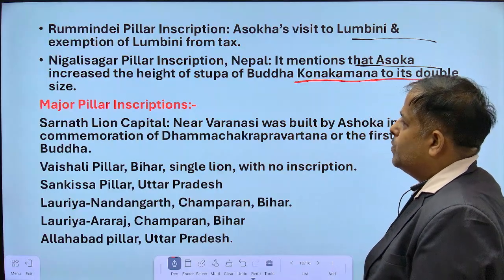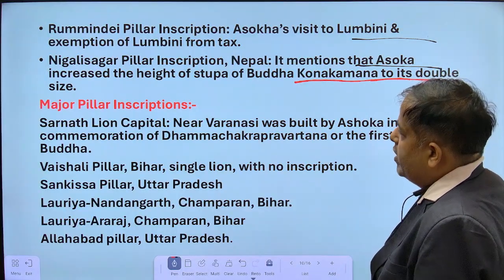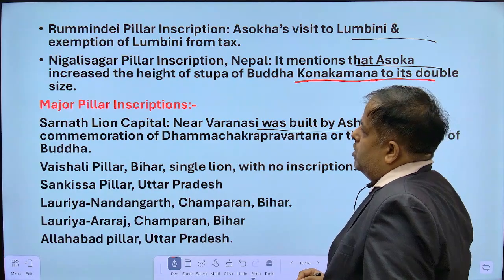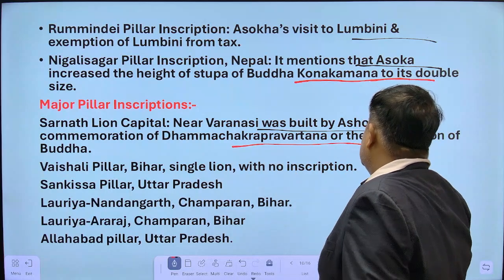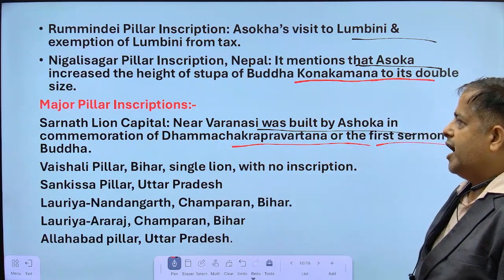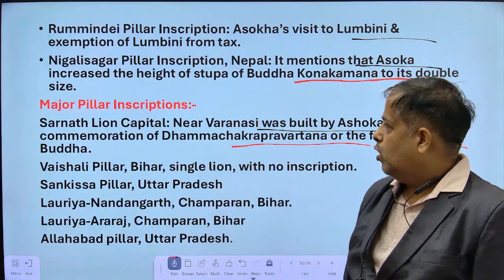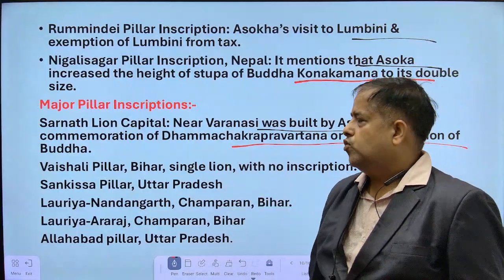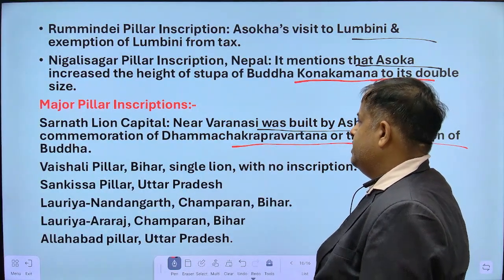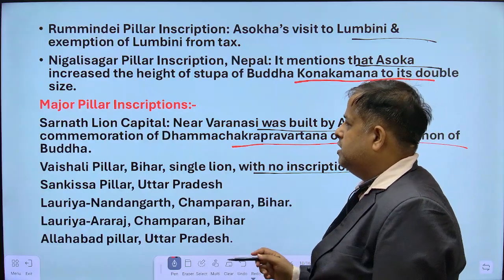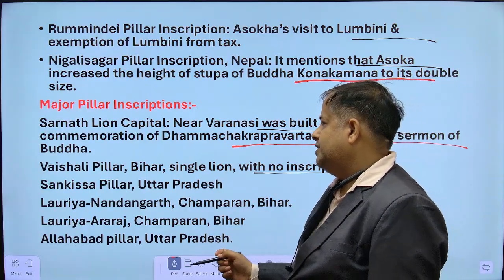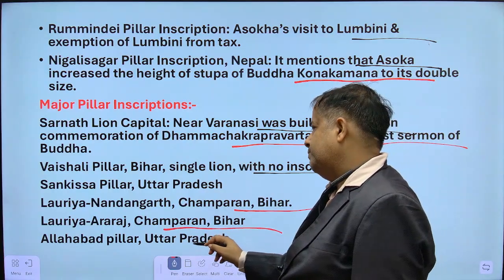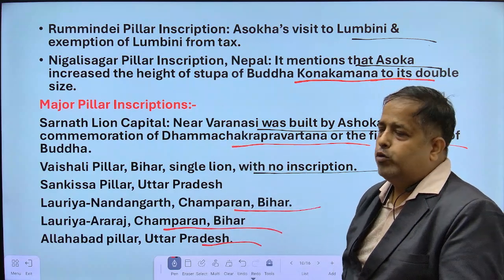So, beta, when we talk about the major pillar inscriptions, the Sarnath Lion Capital, near Varanasi, was built by Ashoka in commemoration of the Dharma Chakra Pravartana, the first sermon of the Buddha. So it describes the Dharma Chakra Pravartana, Sarnath Lion Capital. Basically, on the capitals there are animal statues. Four lions were there. Vaishali pillar, Bihar, a single lion with no inscription. Sankisa pillar, Uttar Pradesh, Lauriya Nandangarh, Champaran, Bihar, Lauriya Araraj, Champaran, Bihar, and Allahabad pillar, UP. So beta, sometimes a matching question about it also comes.